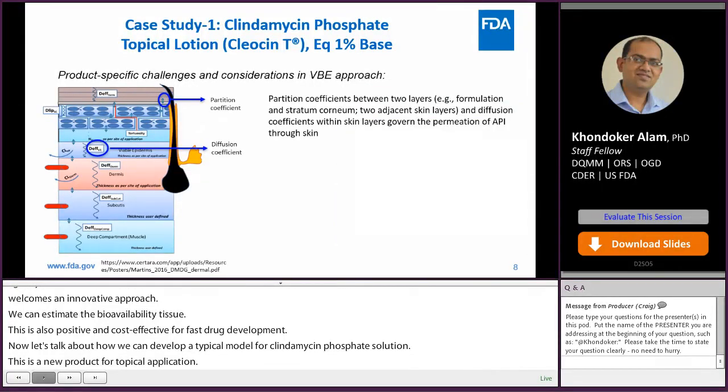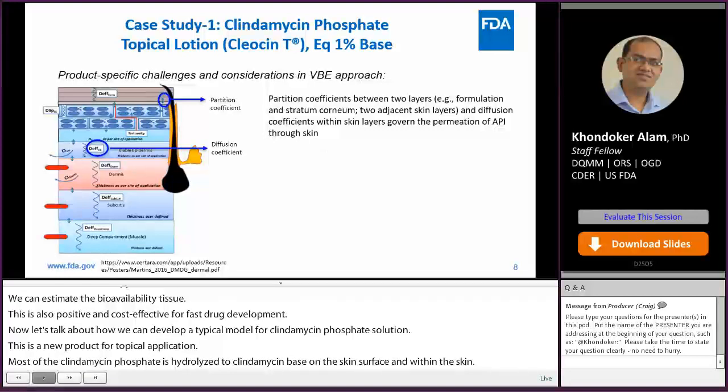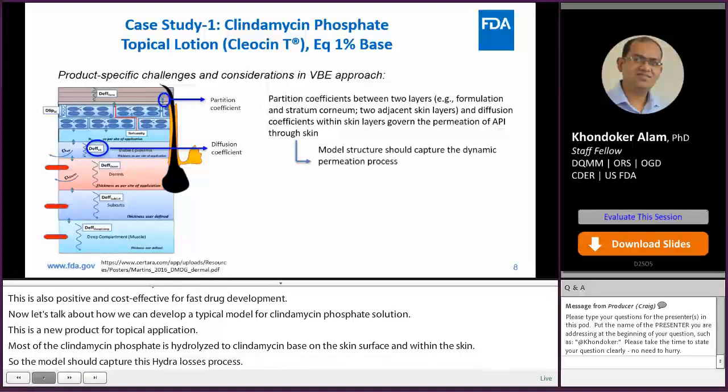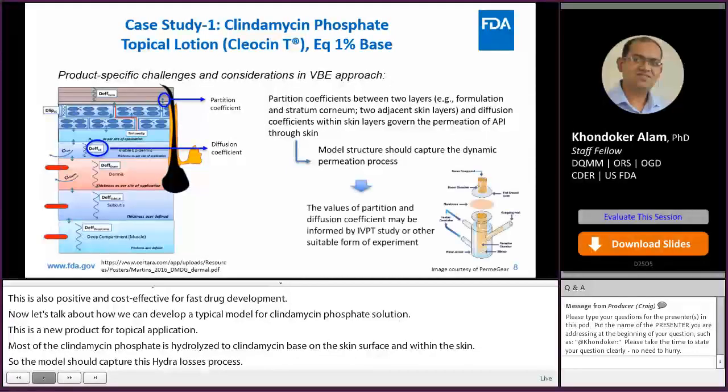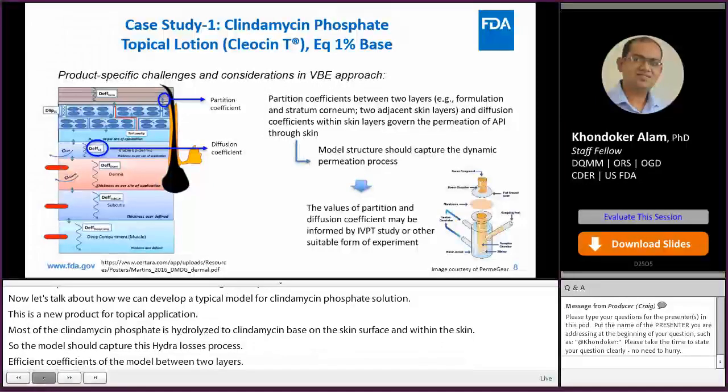Partition coefficients and diffusion coefficients are 2 important model parameters that determine the permeation of API through the skin. Our model structure should capture the dynamic permeation process. The value of partition and diffusion coefficients may be informed by IVPT study or other suitable form of experiments such as skin biopsy, microdialysis.